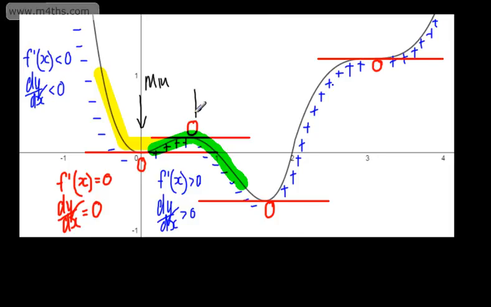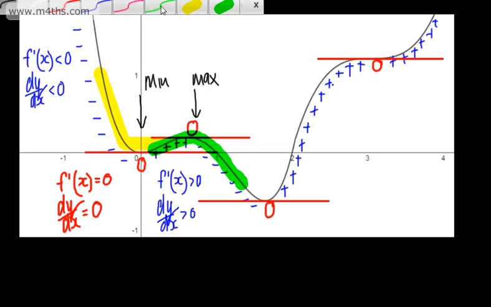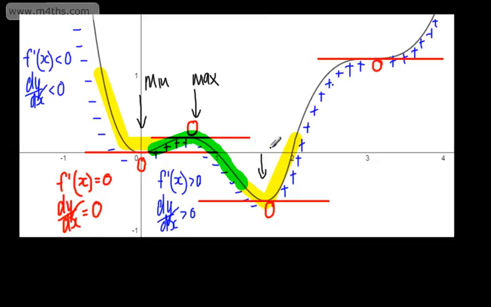You might hear these being referred to as local maximum and minimum points. So that is a maximum. This one at the bottom, again, we've got a negative gradient, we've got 0, and then we've got a positive, and this one too is a minimum. So what we're going to write now is minimum just here.